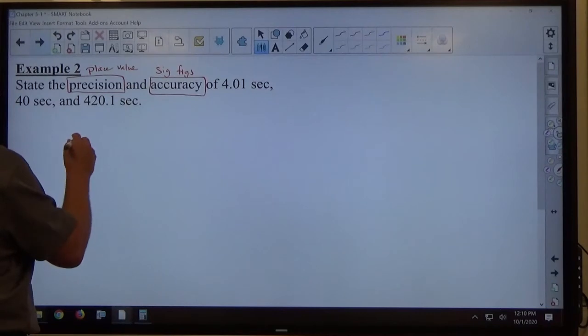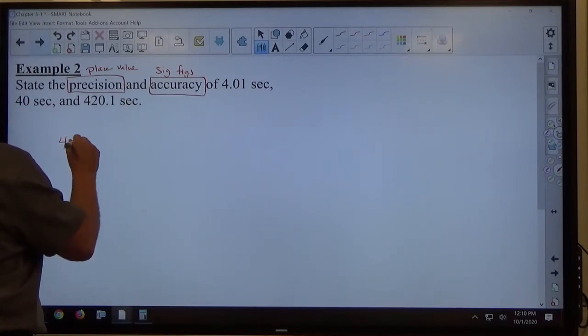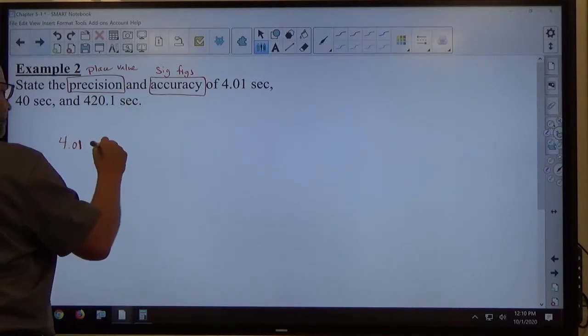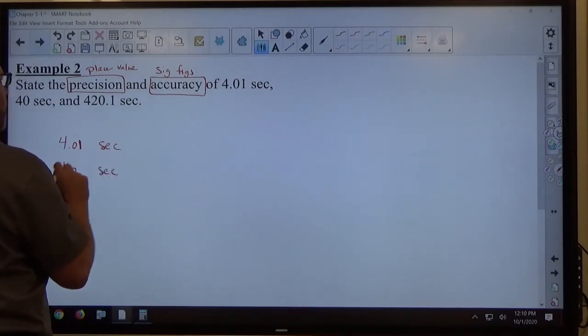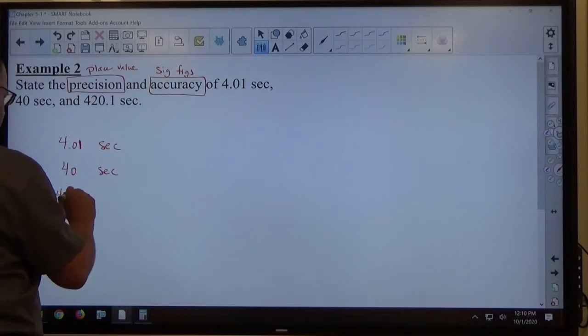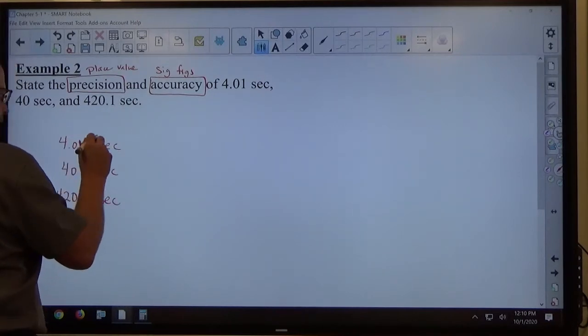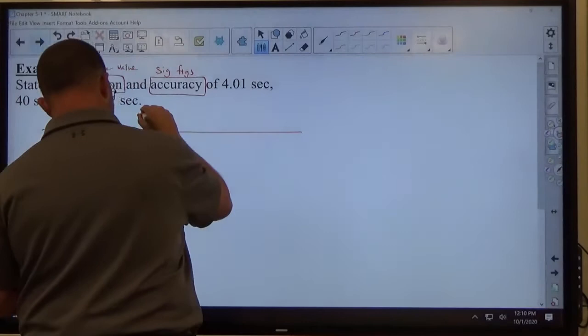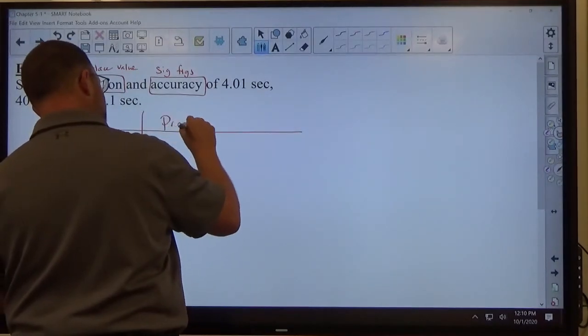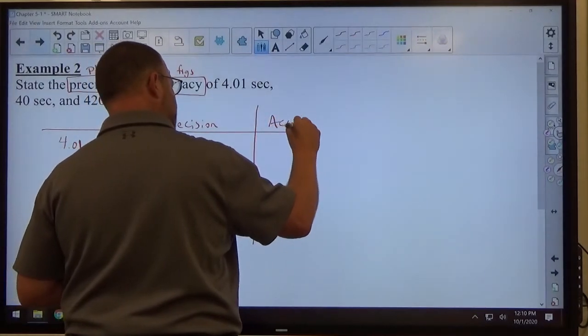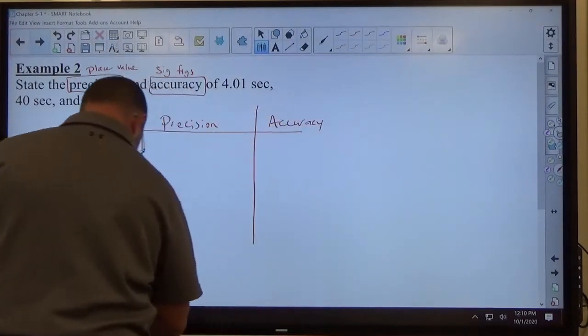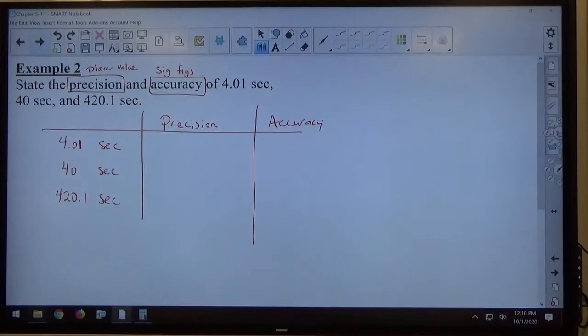I'm going to make just a chart here. So we've got 4.01 seconds. We've got 40 seconds. And we've got 420.1 seconds. And I want to get precision, and I want accuracy. So let's start with accuracy because that's very much like example 1 was, where we're simply identifying how many significant digits are in the numbers.